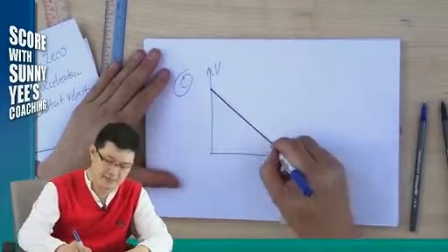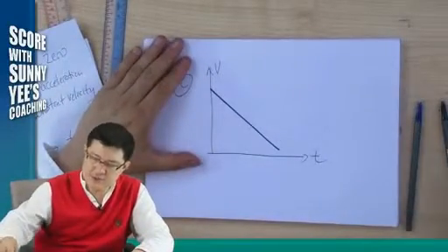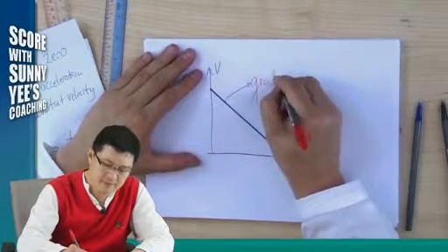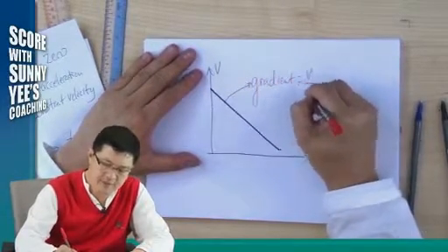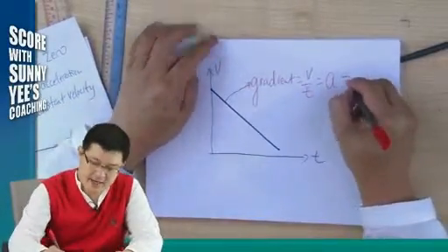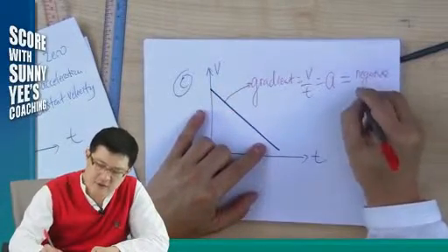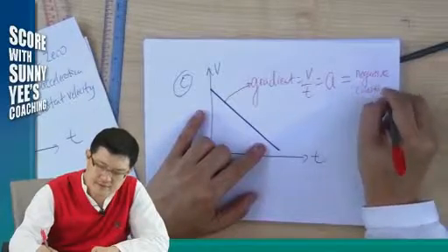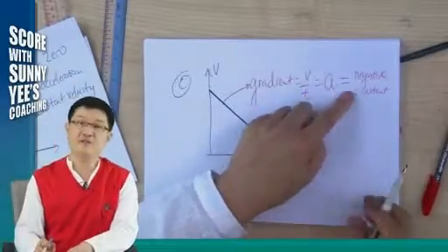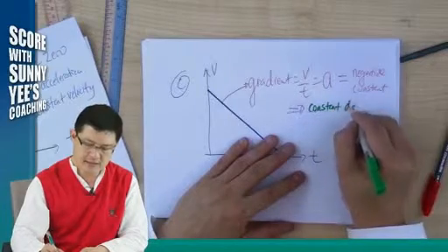The graph coming down. When the graph comes down, what does it show here? The gradient, velocity divided by time, is acceleration. And this is a negative gradient, a negative constant gradient. So when the acceleration is a negative constant, it is called a constant deceleration.